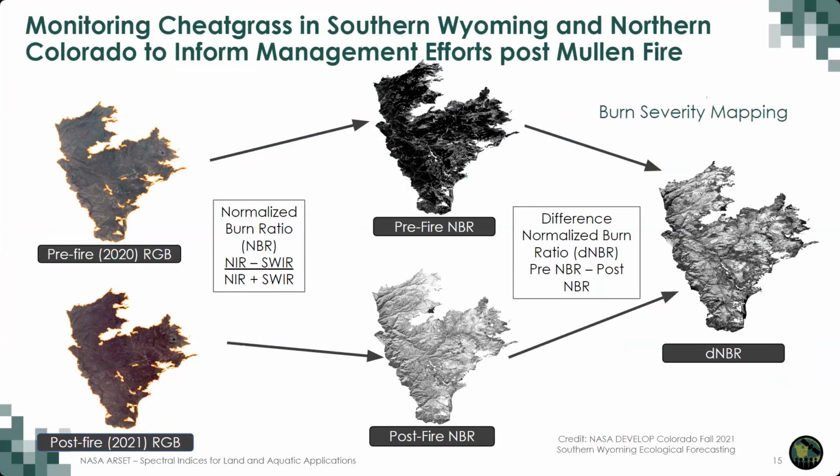Here, we see that the team used both NBR and DNBR to analyze the impact of the Mullen fire. The team derived NBR raster values from June 2020 pre-fire imagery and June 2021 post-fire imagery using the near-infrared and shortwave infrared bands. You can see the pre and post-fire NBR is the middle images on the top and the bottom. They then calculated the DNBR using the pre and post-fire rasters, and that is the image furthest on the right.